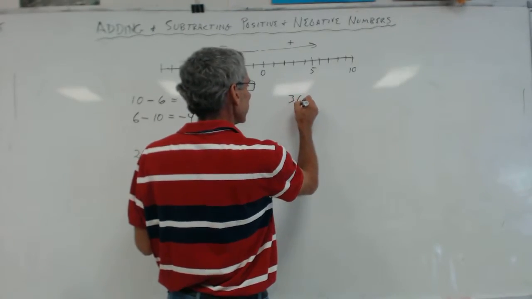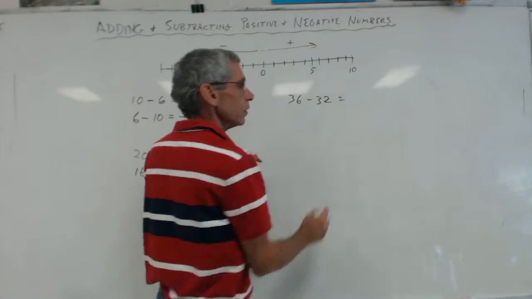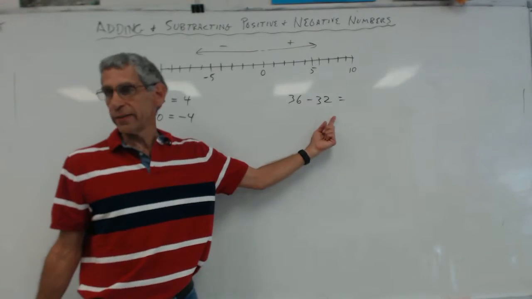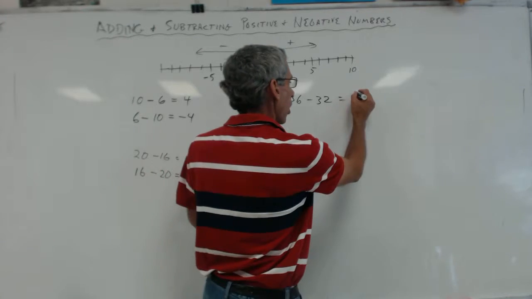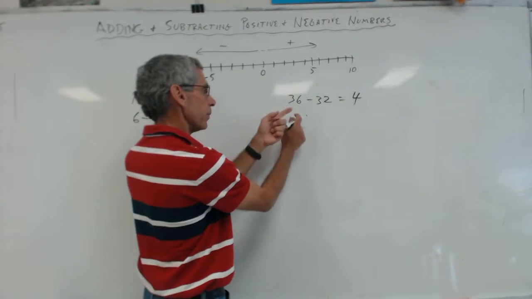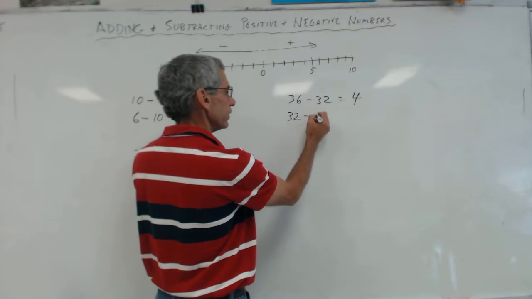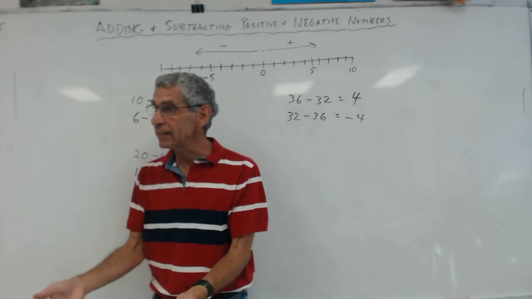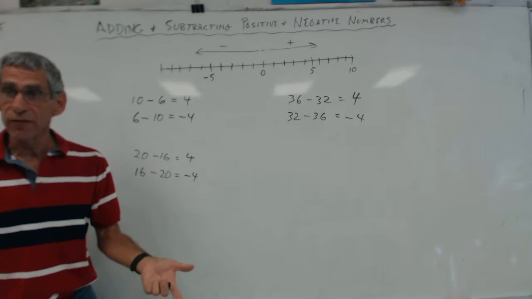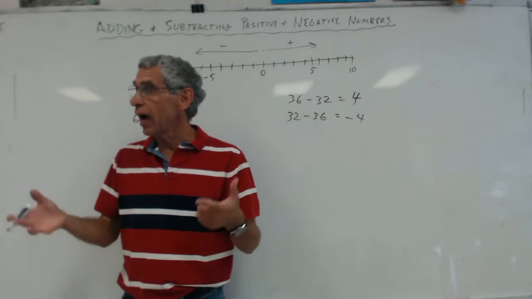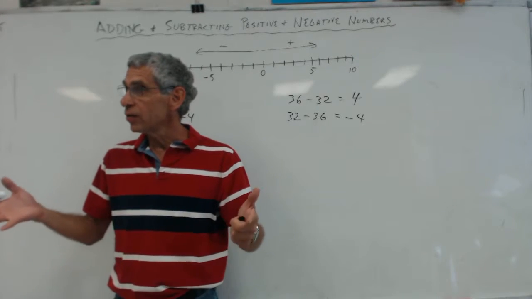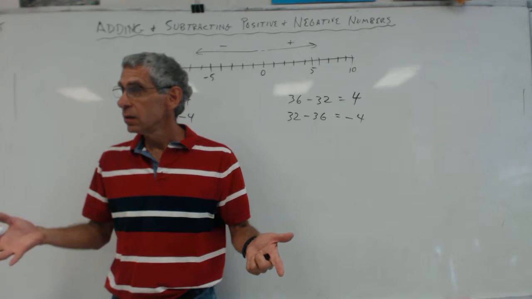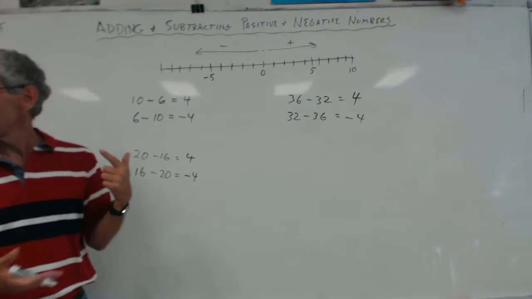Like 36 minus 32. That's not random, you're just adding. 36 minus 32, what is that? 4. What is, we'll flip them again, what's 32 minus 36? Negative 4. Are you guys seeing it? You see the pattern? Whenever I subtract two numbers from each other, I always get either 4 or negative 4. It's awesome. Well, not always. Always, look, I'm proving it.